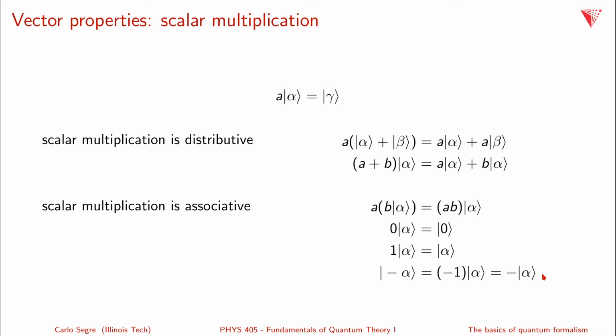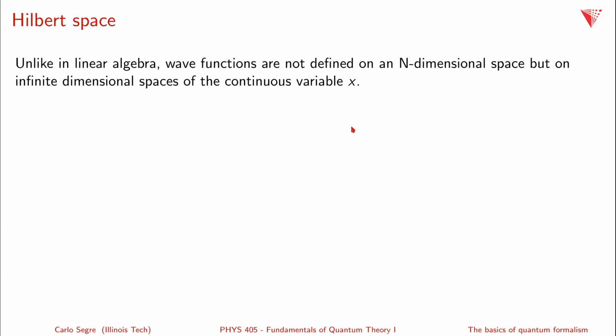So the difference is that you cannot have vector multiplication be associative. And it's not commutative, because we know that commutation relations are not necessarily 0.